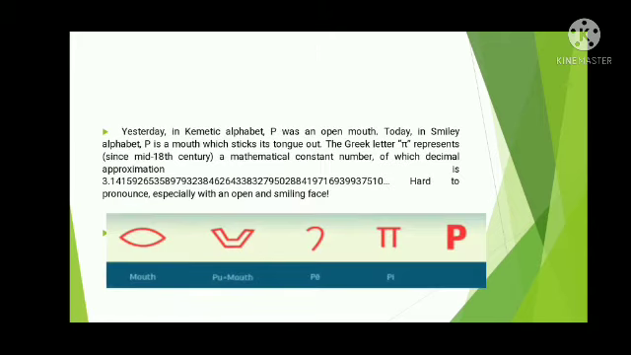Next, for the evolution of letter P. Yesterday in the Kemetic alphabet, P was an open mouth, as you can see in our image. Today in the Smiley alphabet, P is a mouth which sticks its tongue out. The Greek letter pi represents, since the mid-18th century, a mathematical constant whose decimal approximation is equal to 3.1415926 and so on. It is hard to pronounce, especially with an open and smiling face.